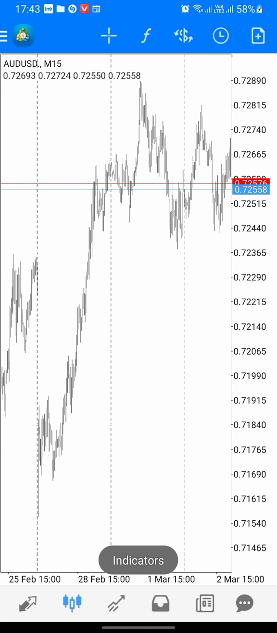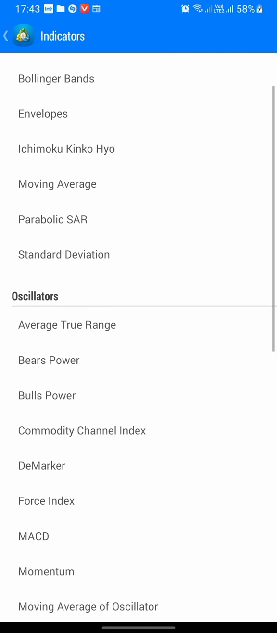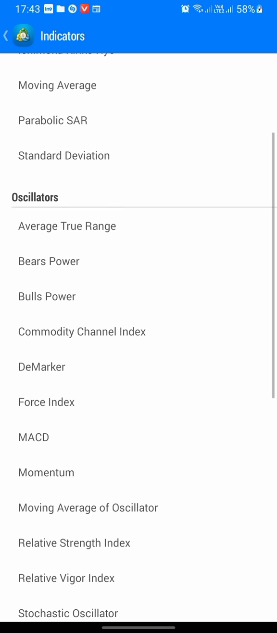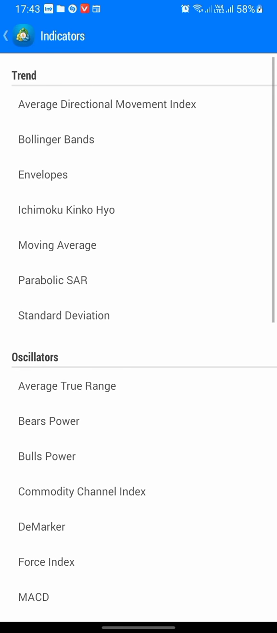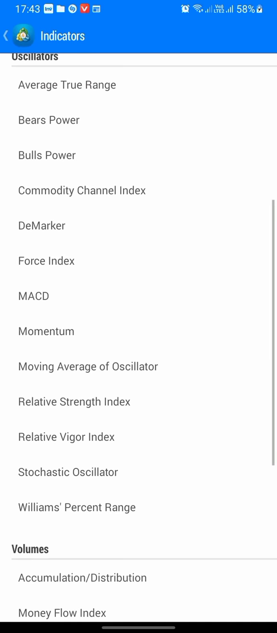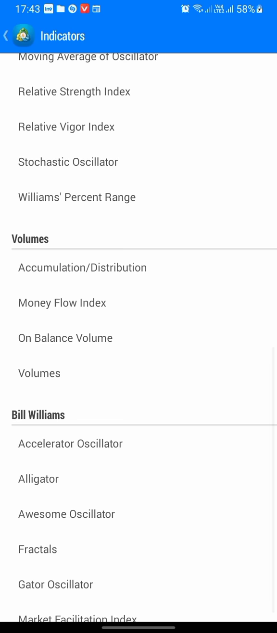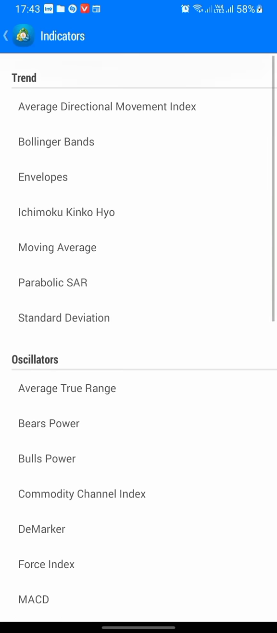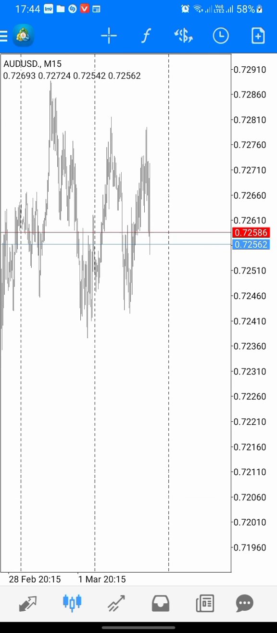Then there's indicators. The F stands for indicators. You click it, and there are indicators here that will help you trade if you are using indicators. I am not using indicators. There are trend based indicators, oscillators, volumes, Bill Williams. There are many. These will actually help you trade, but we'll get onto that another time.